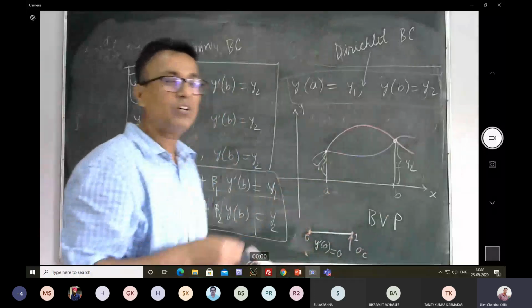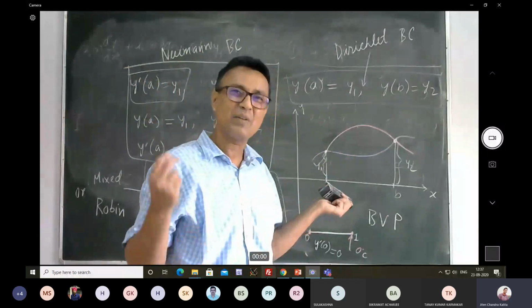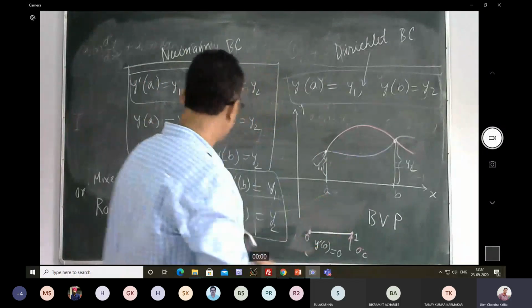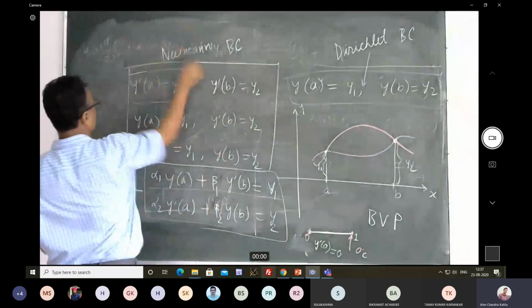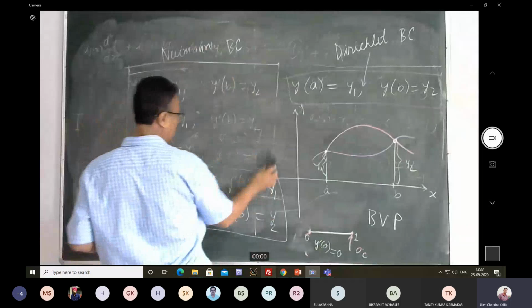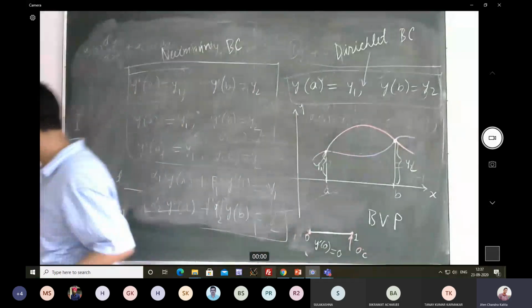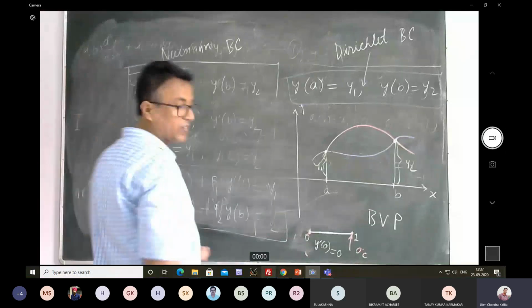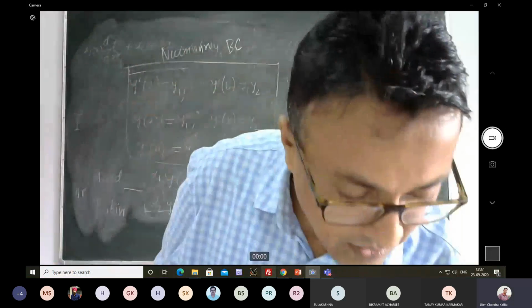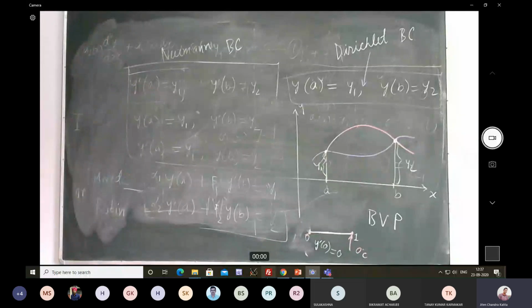Okay, so now I told you that while describing the Neumann boundary condition, I was just mentioning the derivative. Since we are dealing with an ordinary differential equation, I am simply uttering the word derivative. But in fact, it is not only the derivative, it is the normal derivative. Okay, so suppose I am considering a two-dimensional problem.